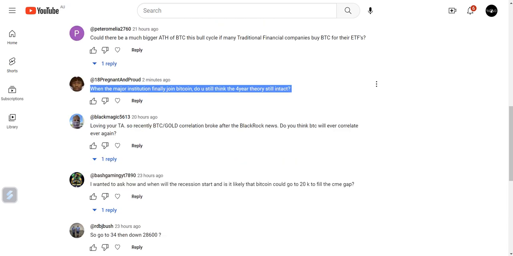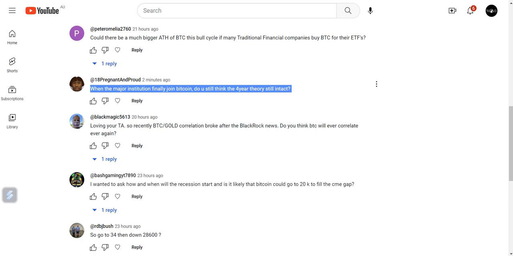When the major financial institutions finally join Bitcoin, do you still think the 4-year cycle will be intact? Again, it's very hard to comment on the future of Bitcoin on that scale. All I know is the 4-year cycle theory is intact now, and hence we should react to the market as if it is intact, because it is. I don't know about the future. It's very hard to say. The trend is your friend until it ends, and that's that.